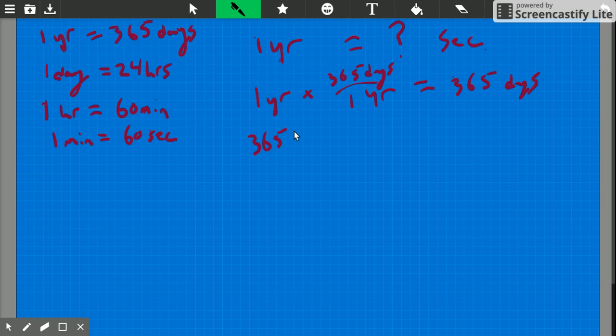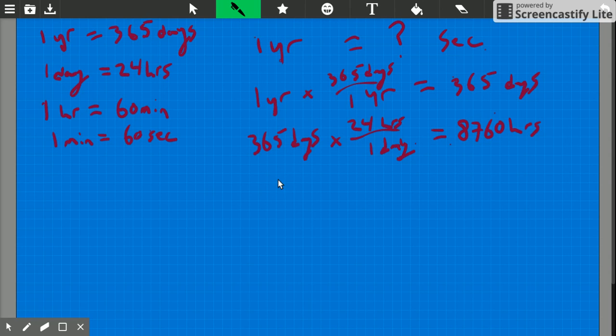We've got 365 days, and we want to figure out how many hours that's equal to. So we want to create our conversion factor with days in the denominator. We know that there are 24 hours for every 1 day. Because I calculated these numbers before the video, I know that 365 times 24 is 8760. And because days cancels out with days, we end up with hours. So there's 8,760 hours in 1 year.